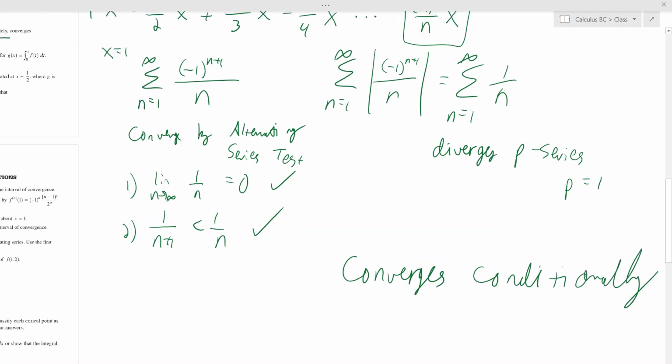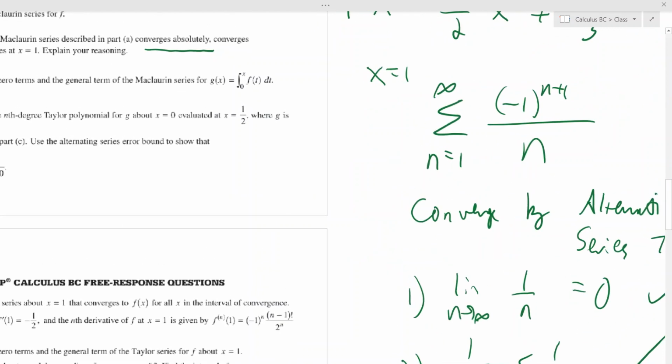All right, and that's definitely something that at least could be asked this year. It doesn't have to be, but it could be. All right, let's keep on.